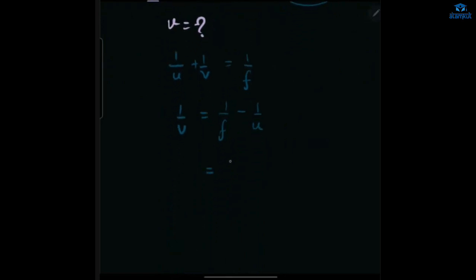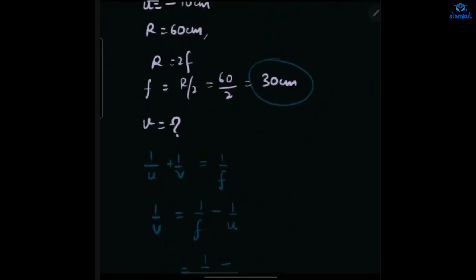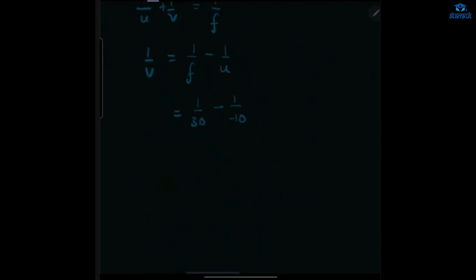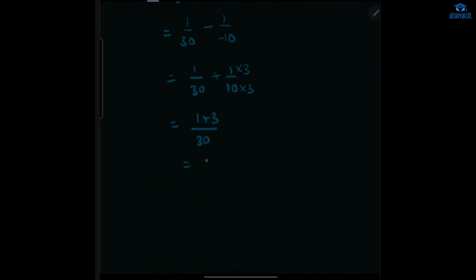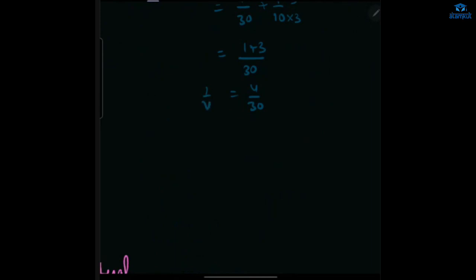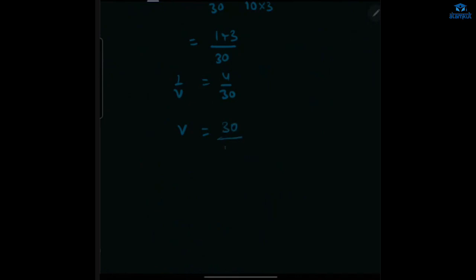Fine. 1 by F is 1 by 30 minus 1 by U, that is 1 by minus 10. So minus minus will become positive. 1 by 30 plus 1 by 10, multiply by 3. You must be knowing this process, I should not tell you. 1 plus 3, that is 4 by 30, and this is 1 by V. Since this is 1 by V, we have to flip the numerator and denominator. 30 by 4, divide by 2, and it will be 15 by 2. So V is 15 by 2.